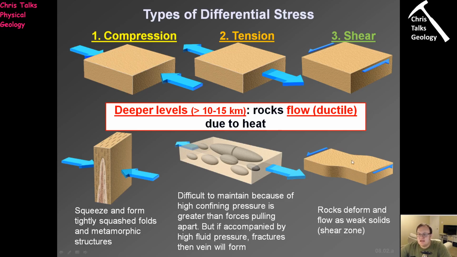The final thing that will happen is shear. Once again, we're dealing with material that will flex, so instead of breaking in a brittle fashion, this side of the block will move relative to this side of the block, and the movement in the middle will be accommodated by flexure instead of brittle failure. So you can see the rocks are going to behave in a completely different fashion when they're in the brittle zone compared to the ductile zone.